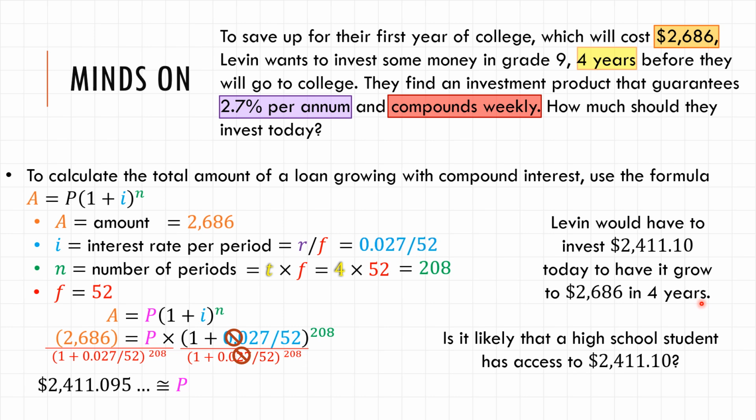Now, is it actually likely that a grade 9 student has access to $2,500? That's a pretty high number. And most students start working in grade 9. So it's very unlikely, in my opinion, that somebody would be able to have access to that. And in fact, most savings plans would be really faulty if they assume that you start off already having a bunch of money.